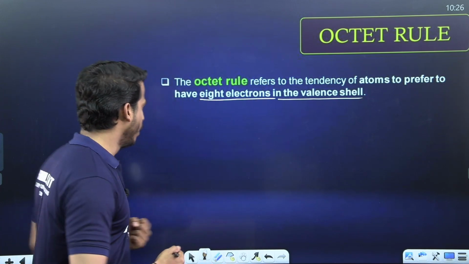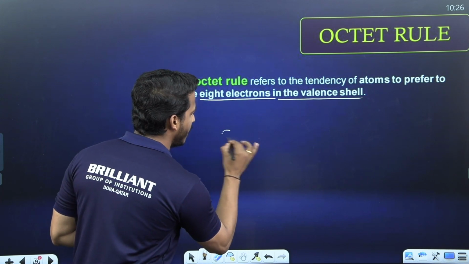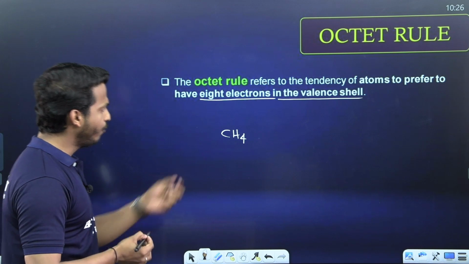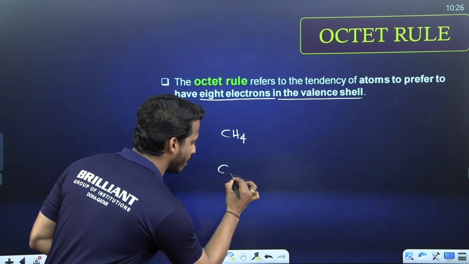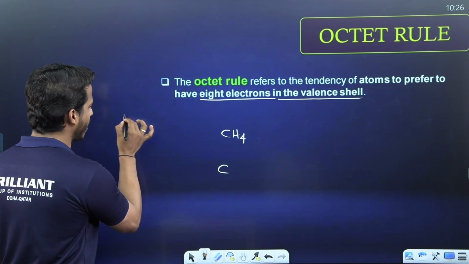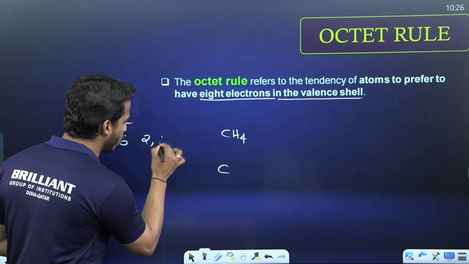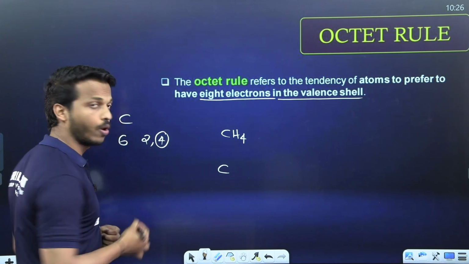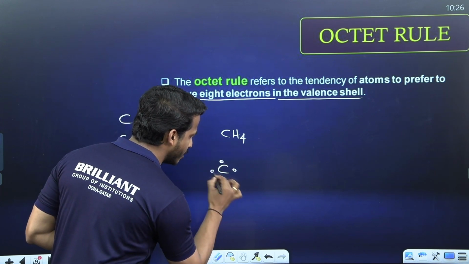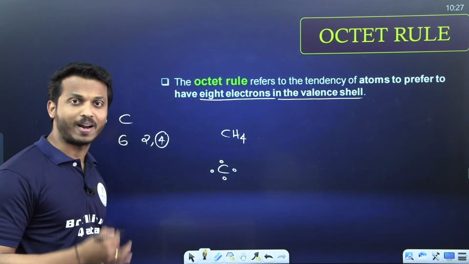For example, consider a species, CH4, methane, right? If you consider CH4, the central atom is carbon. Carbon's valence electrons, you know how many? 4, right? How do we get that? Carbon atomic number is 6, so the configuration is 2, 4. So the valence electron is 4, right? So carbon contains 4 valence electrons. Carbon is tetravalent.